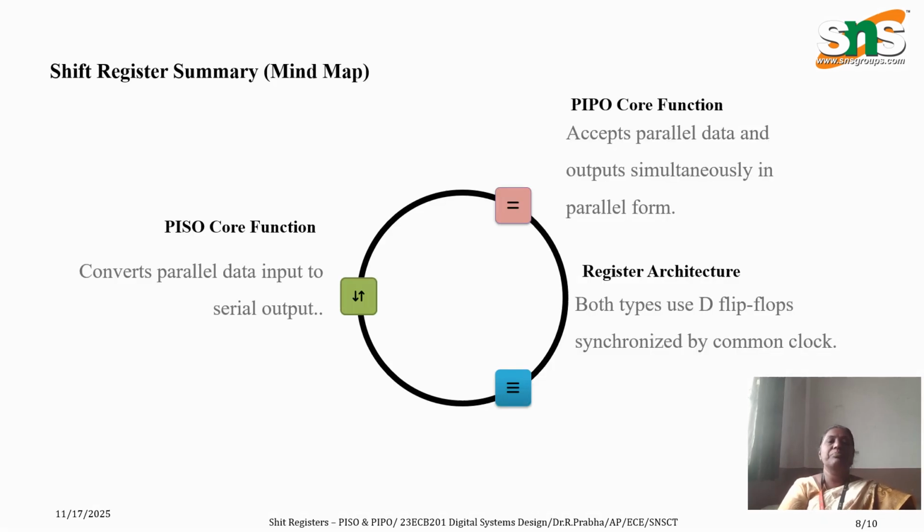So now the summary. In the summary, we have seen the two types of shift registers: PISO and PIPO. In PISO, that is parallel in serial out shift registers, input data is converted from parallel to serial form. In parallel in parallel out shift registers, the register accepts the data in parallel and the outputs are taken simultaneously, that is in parallel form. Regarding register architecture, both registers use D flip-flops synchronized with a common clock.